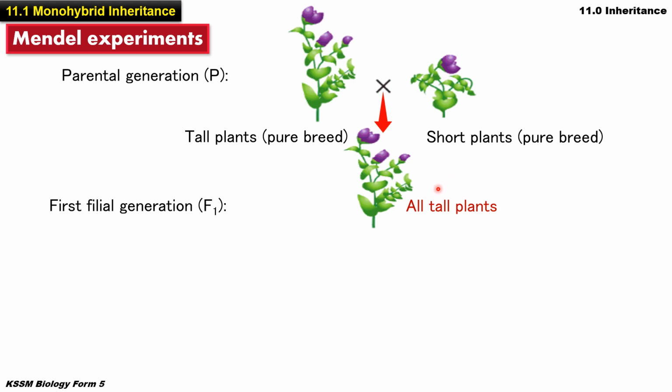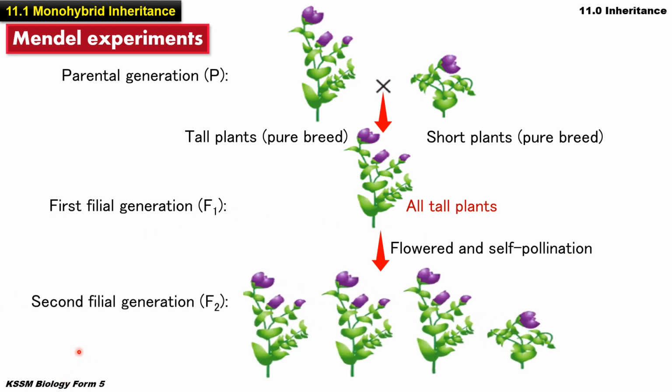Okay. Kemudian, apa yang berlaku? Ini summary tentang apa Mendel experiment tadi. Okay, all tall plant ni, mereka self-pollination. Okay, selepas self-pollination akan berlaku fertilization, lepas tu dia akan produce seed. So seed tu Mendel tanam, so dia akan produce second filial generation, which is tall, tall, tall, short.